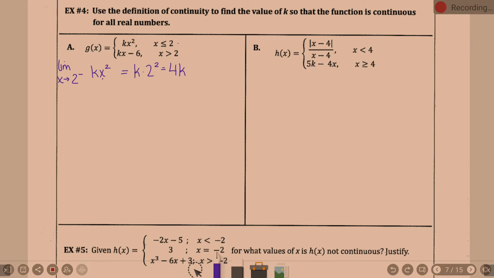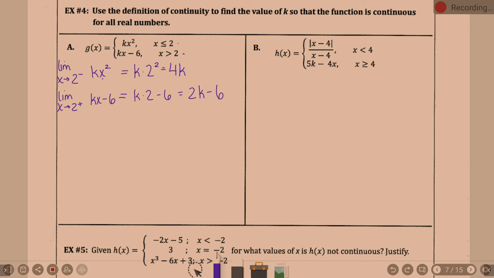Repeat the process for the limit on the right. The limit as x approaches 2 from the right. Now from the right, I'm looking where values are greater than 2. And so that's using the equation kx minus 6. Again, I could say g of x right there, but I'm saving myself an extra step. So the limit as x approaches 2 of kx minus 6, take 2 and plug it in for x. Then I'm going to have k times 2 minus 6, which is 2k minus 6.